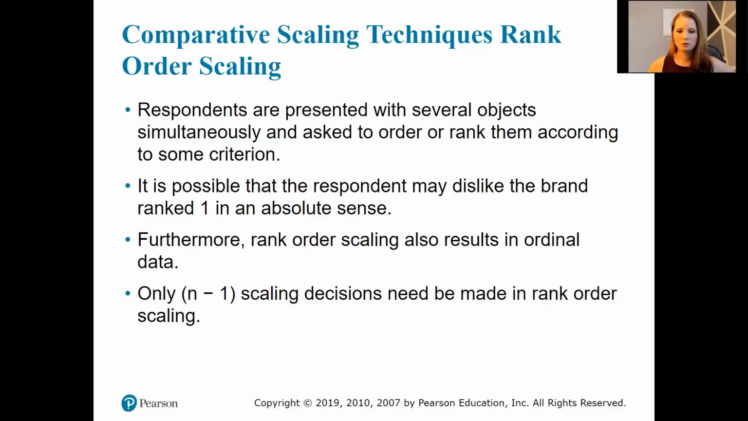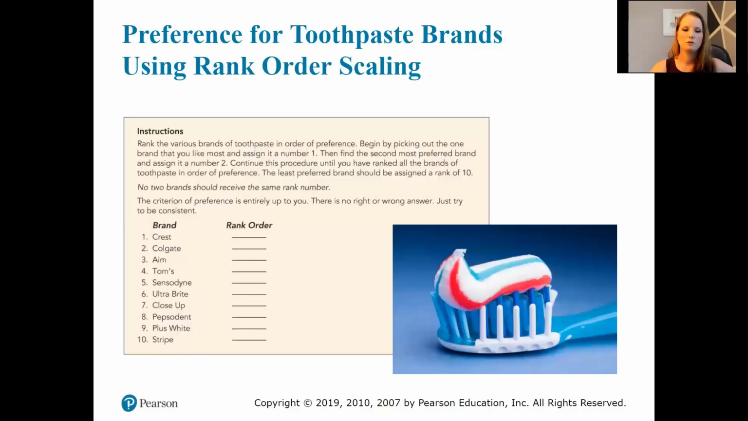So it's possible that the respondent could actually dislike all of the choices that you give them, but they still have to put them in order. So you can't necessarily assume that the one that they picked as the best on that criterion is one that they really would prefer or like. For example, we might have a toothpaste study that we're running, and we give consumers a variety of brands and ask them to rank them in order of preference. The one they like the most would be number 1, and so on and so forth.